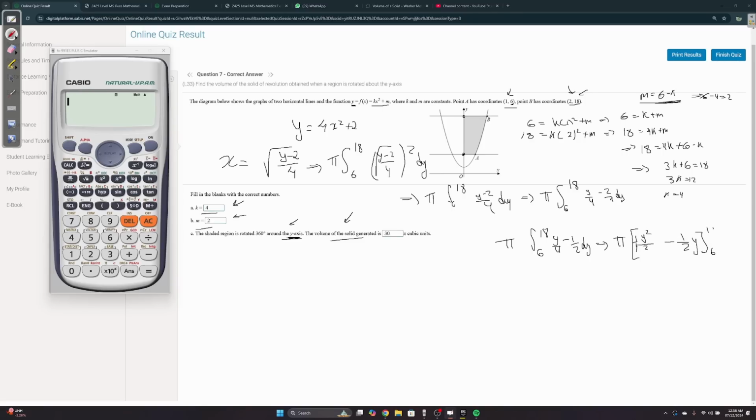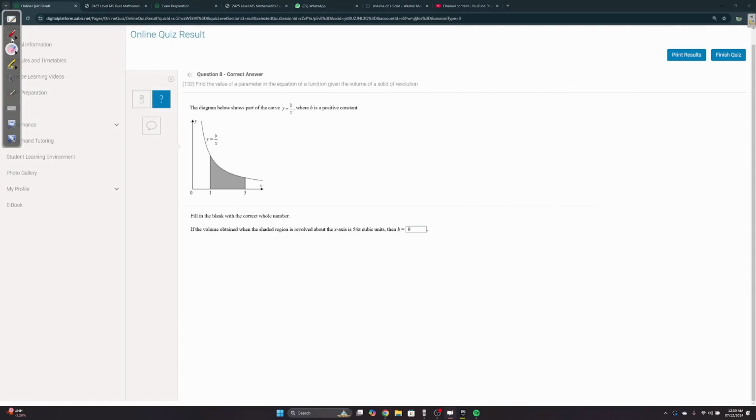Our bounds are 6 and 18. Continue. Simplify it a bit more. You're going to get y squared over 8 minus half y in between 6 and 18. So now substitute, pi outside, 18 squared over 8 minus half times 18, minus open bracket 6 squared over 8 minus half times 6 close bracket. You should get 30. I got it here. 30. Okay, so 30 pi, obviously, with the pi.